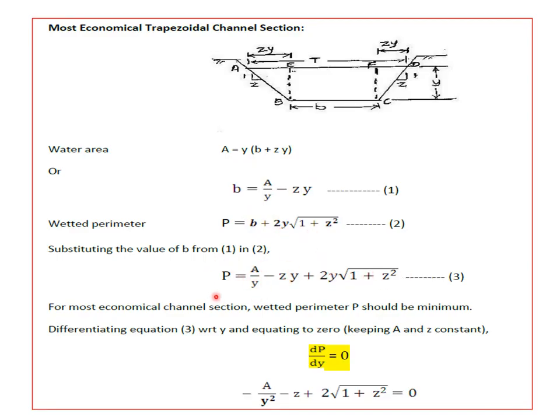Now we know that for the most economical channel section, the wetted perimeter should be minimum. So therefore differentiate this with respect to Y, keeping A and Z constant. Then it is minus A by Y square, here minus Z, since differentiation of ZY is Z, and again differentiation of 2Y root of 1 plus Z square gives 2 into root of 1 plus Z square. So plus 2 into root of 1 plus Z square should be equal to 0.